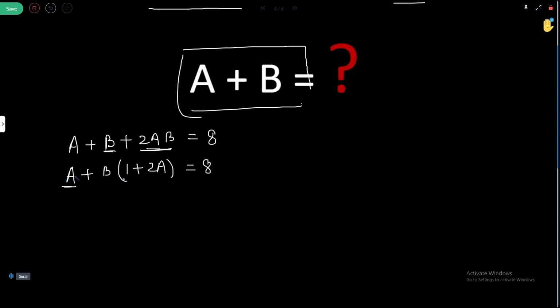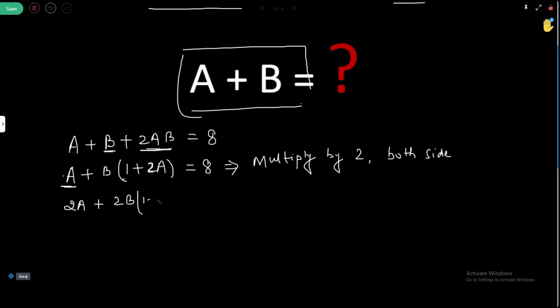If you multiply both sides by 2, you will get here 2a, because the factor is 1 plus 2a. So I am trying to find out here 2a. If you multiply 2 on both sides, then you will get here 2a plus 2b(1 plus 2a) equal to 8 into 2, this is 16.